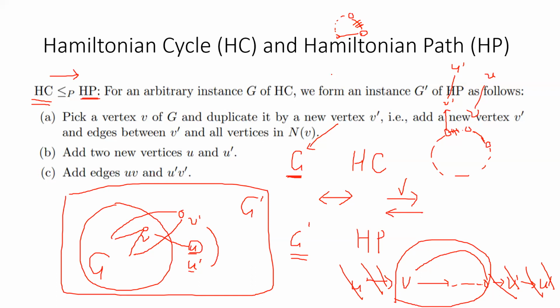We don't delete V, we don't delete V prime. So I will say the construction one more time. We have a graph G here, and we randomly select a vertex V, and we duplicate this vertex, which means we will connect V prime to all the neighbors of V. And we'll also create two more vertices, U and U prime, and connect U to V, connect U prime to V prime. And this new graph is G prime.